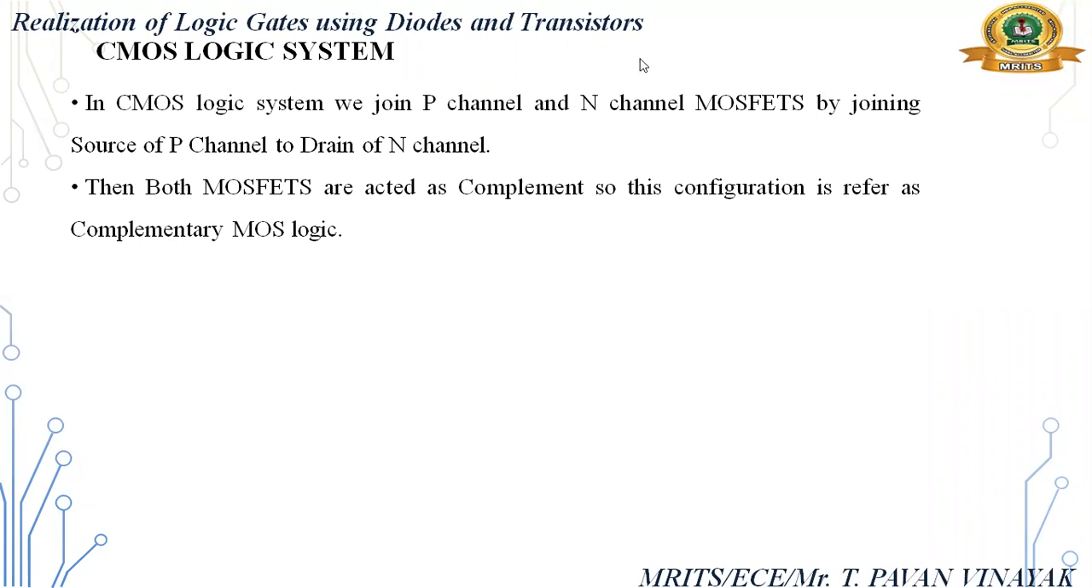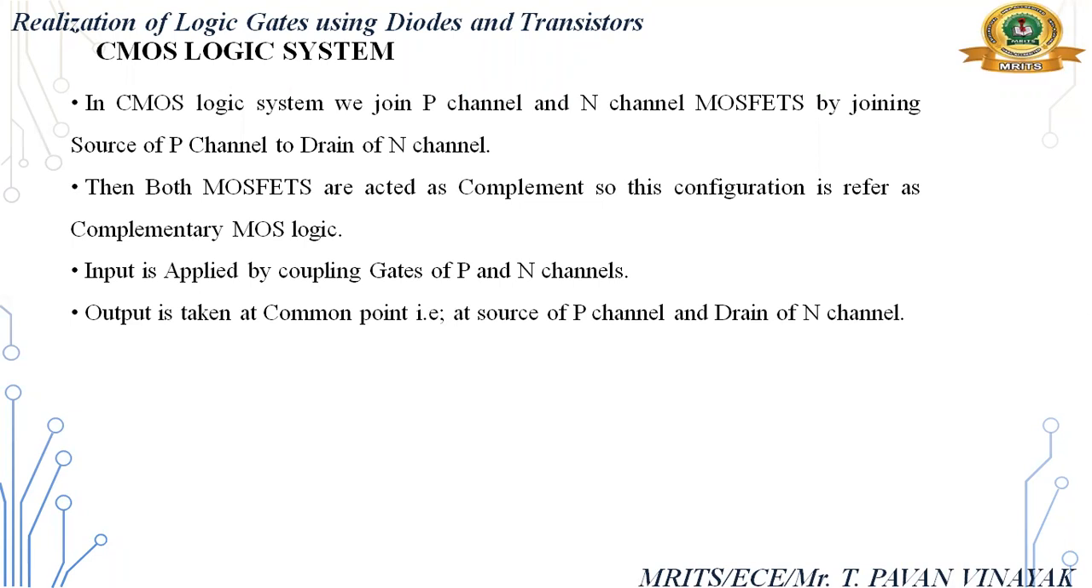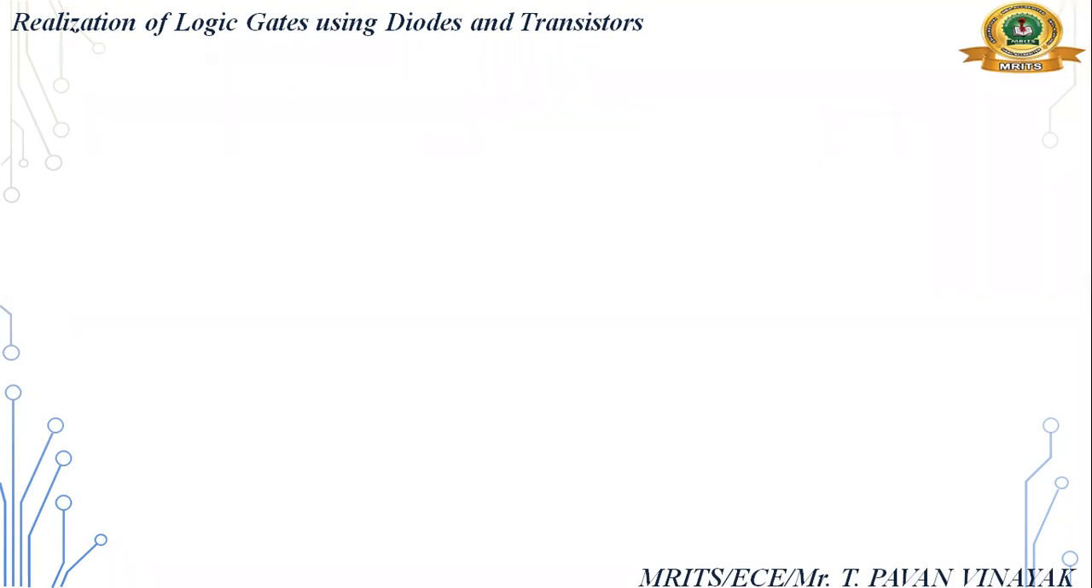We can call the CMOS transistor a complementary configuration, because whenever P is off, N is on, and when P is off, N is on. So both are accessed in complemented configuration. So the CMOS logic family is referred to as complementary MOS logic. Input is applied to common gates, output is taken at source and drain.